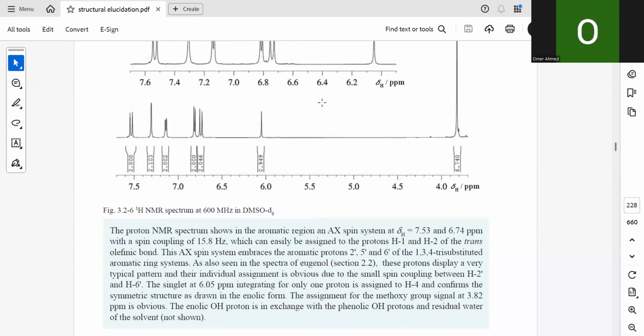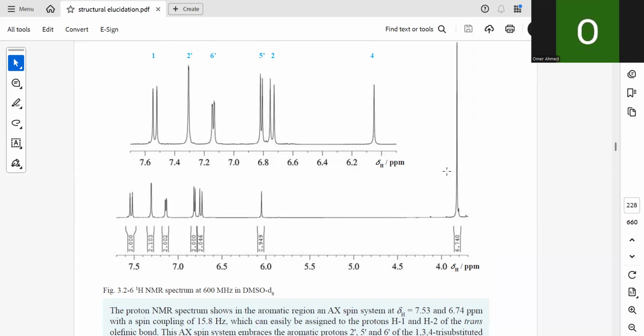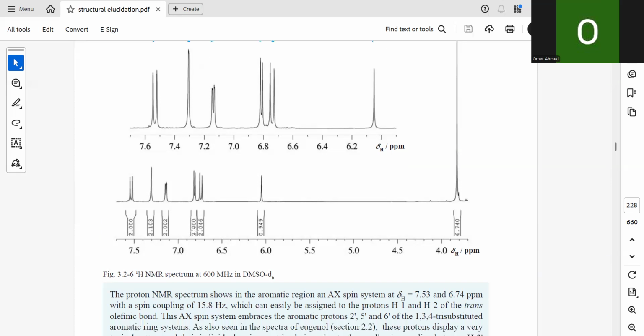Okay. So the singlet at 6.05 ppm integrating for only one proton. This is the integration as we see. The methoxy is approximately 6 protons, and then we can see the 5 prime. It is 0.94. It is approximately 1. This one, the integration, will tell you how many protons there are. Okay.